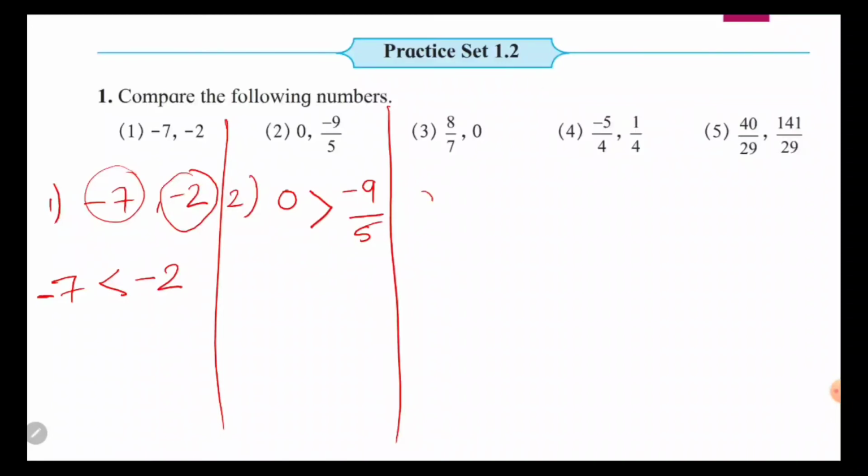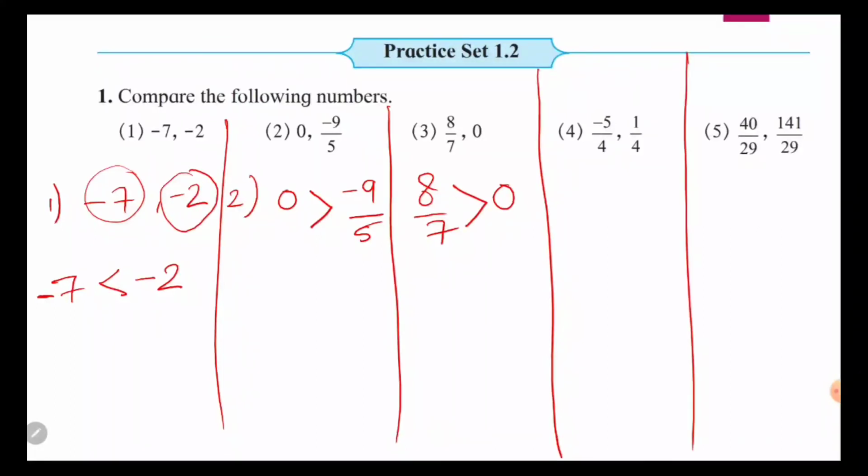Okay, next is 8/7 and 0. So here we can see that 8/7 is a positive number, and every positive number is always greater than 0. So यहाँ पे डायरेक्ट ऐसी साइन आएगी. Okay, now next is -5/4 and 1/4. So again this is like the second example, where one number is negative and another number is a positive number. So we know that when a negative and a positive number are to be compared, always the positive number is greater. तो हम यहाँ पे इस तरह से साइन डाल देंगे.